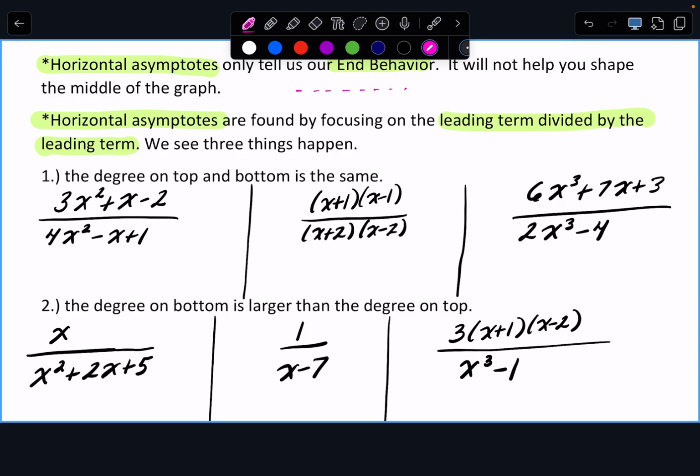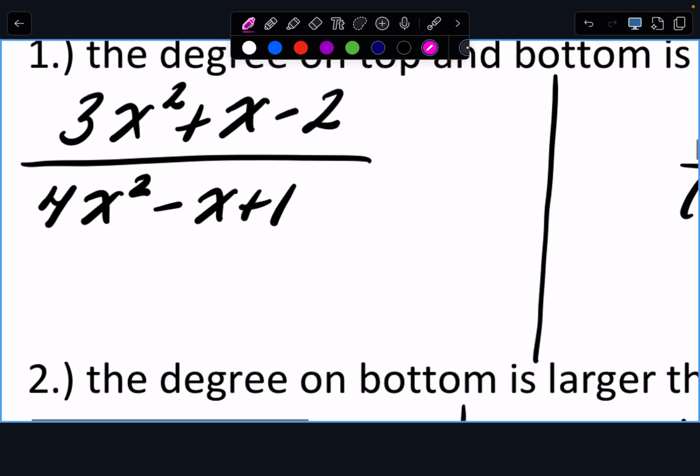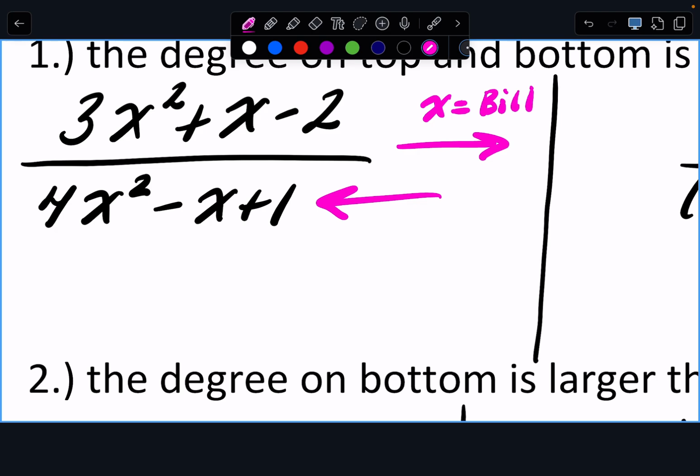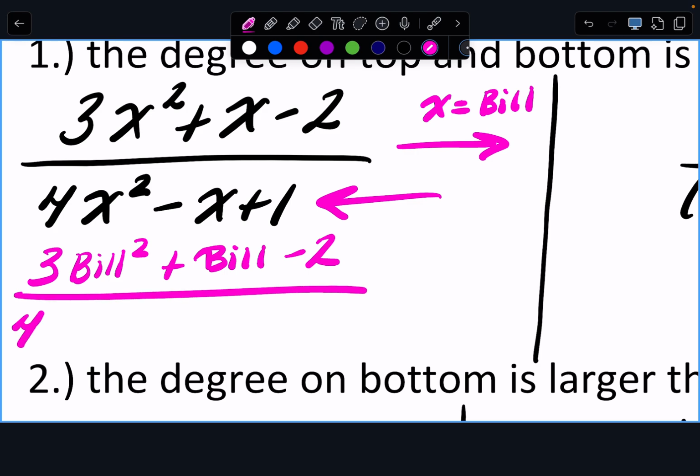With horizontal asymptotes, there are 3 things that are going to happen, and I don't memorize these rules. I'm just going to demonstrate the 3 things that could happen, and then you don't have to memorize anything. Now, I need you to listen very carefully. Since we're looking at the y value really far out to the right and left, I plug in x equals 1 billion. So watch, that would look like this: 3 billion squared plus 1 billion minus 2, divided by 4 billion squared minus 1 billion plus 1.